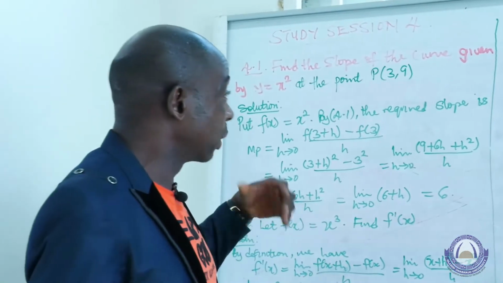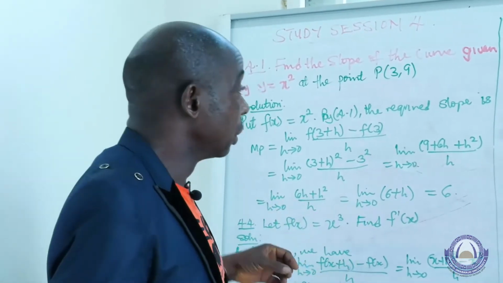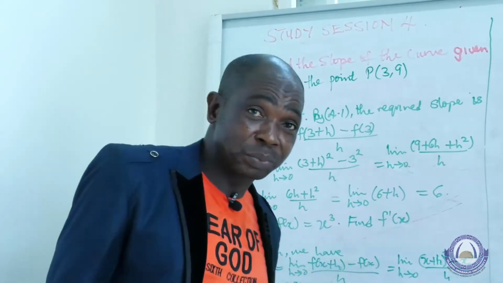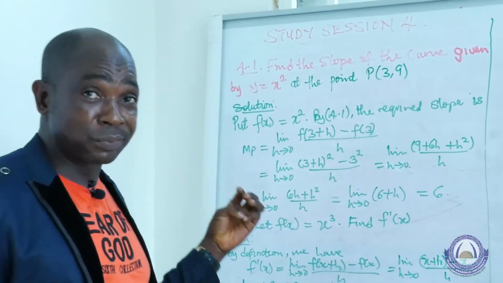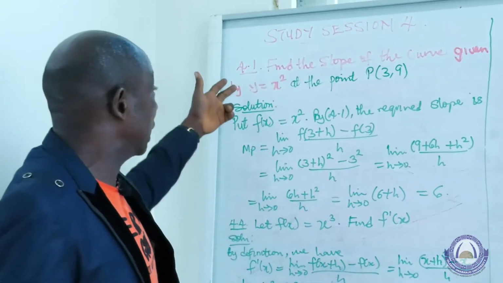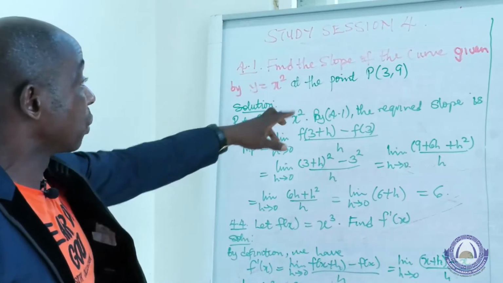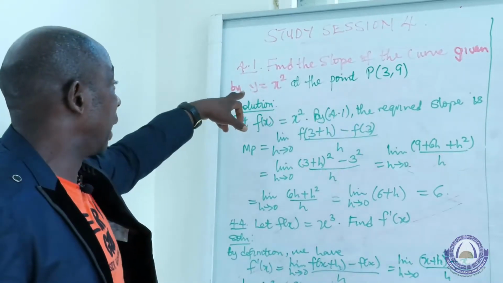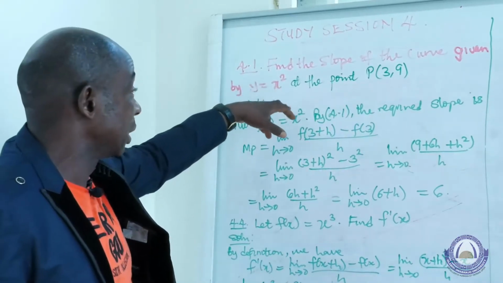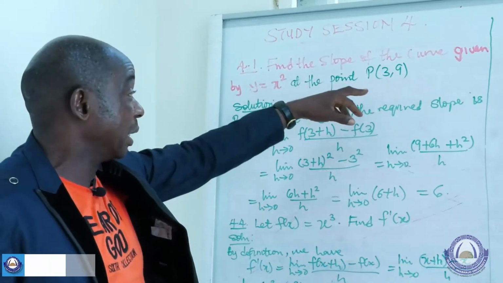We have looked at the theoretical aspect of this course. So we want to look at an example in study section 4, and that example is example 4.1. We have to find the slope of the curve given by y equals x raised to the power 2 at the point P(3, 9).